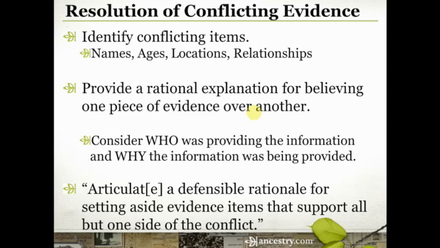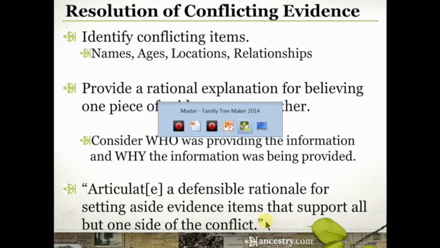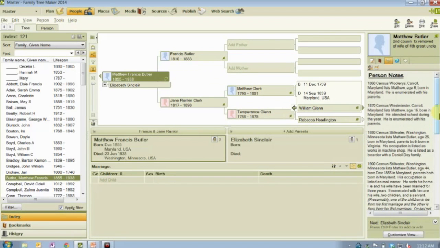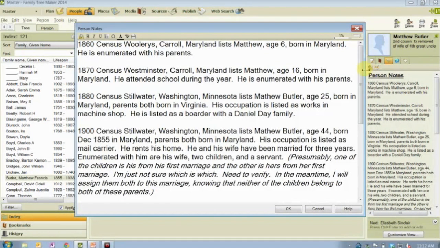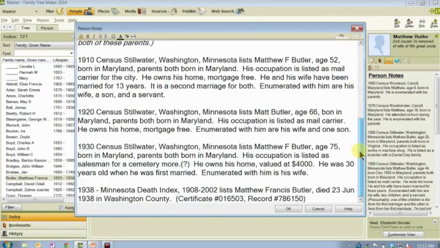And this comes straight out of the Genealogy Standards Manual. I thought the quote was worth pulling. It says, "Articulate a defensible rationale for setting aside evidence items that support all but one side of the conflict," which basically is saying the same thing, but I liked the language of it, right? Articulate a defensible rationale. So sometimes that means we have to be able to explain ourselves, and not just in our heads. I find that when I get stuck in my head doing genealogy research, I make mistakes. And so I do a lot of writing. Most of you who've spent any time with me are aware of my system of note-taking in Family Tree Maker, where I transcribe every record that I find and include that in here.